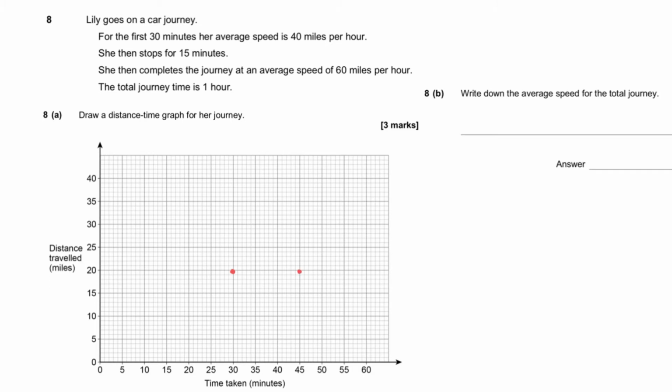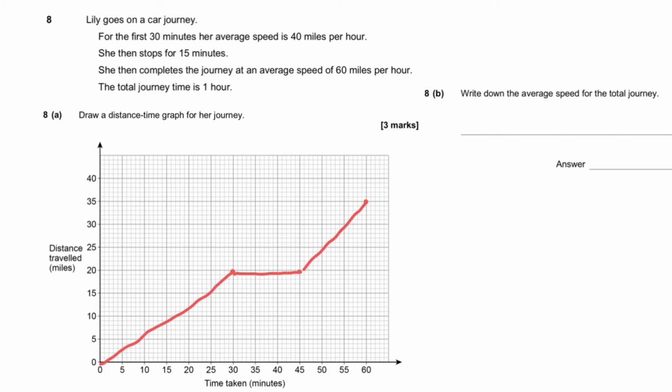For the last part of her journey, she travels at an average speed of 60 miles per hour, but the total journey time is 1 hour, and we've already accounted for 45 minutes, so the last part of her journey must be for 15 minutes. Travelling for 15 minutes at 60 miles an hour, she must have covered 15 miles. So at 60, we'll put her at 35 miles. Now we can join the dots. We'll join this up here. The next bit is flat because she didn't travel any distance, and then we're going up there.